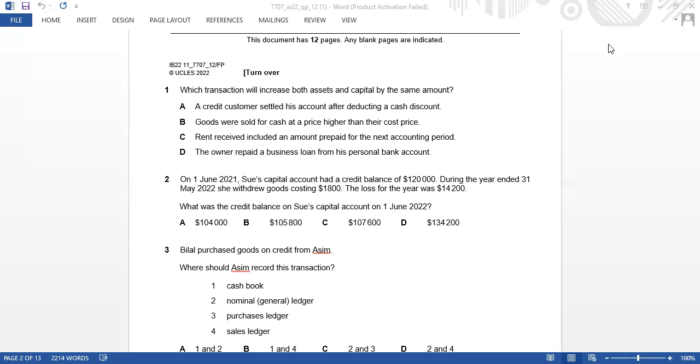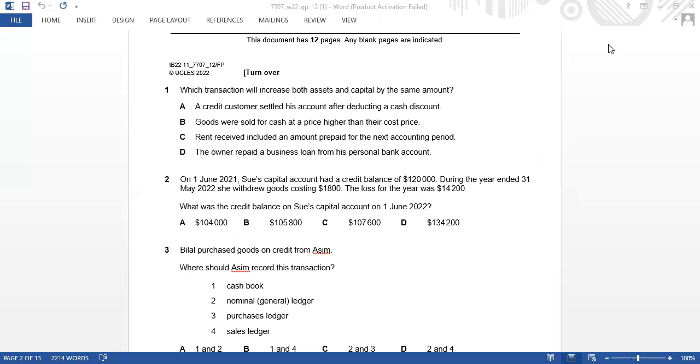Okay, on 1st June 2021, Sue's capital account had a credit balance of 120,000. During the year ended 31st May 2022, she withdrew goods costing 1,800. The loss for the year was 14,200. What was the credit balance on Sue's capital account on 1st June 2022? On 1st June 2021, it has the opening balance of 120,000. The capital account is affected by profit and drawings. So we have an opening balance of 120,000.